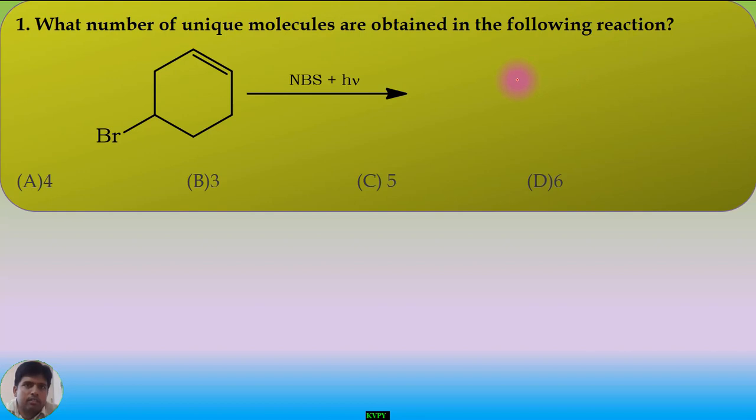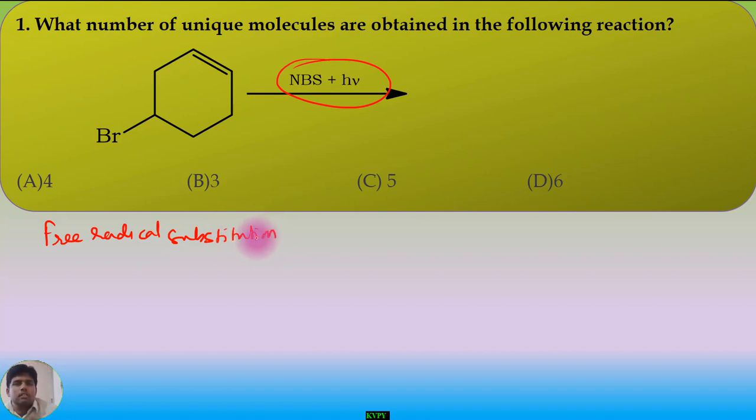in the following reaction? So this is NBS. So NBS means it will perform substitution, free radical substitution. So that means NBS is a source of bromine radical. So N-bromosuccinamide, the structure like this. This on exposure to sunlight produces Br free radical.